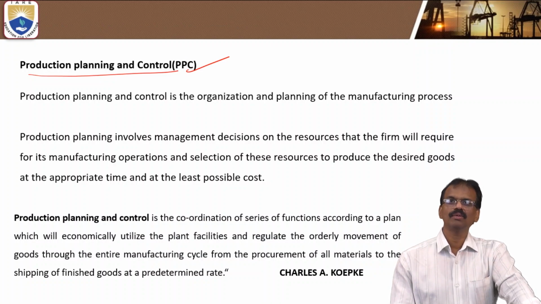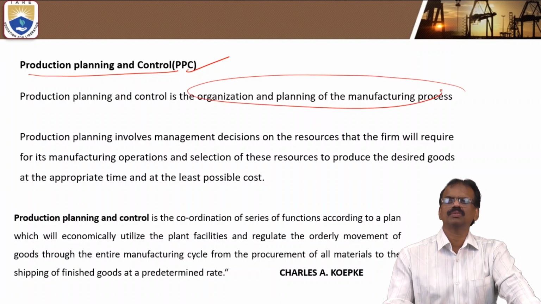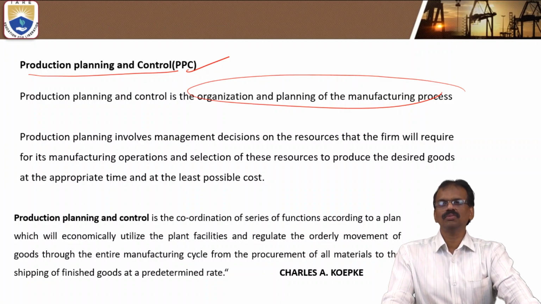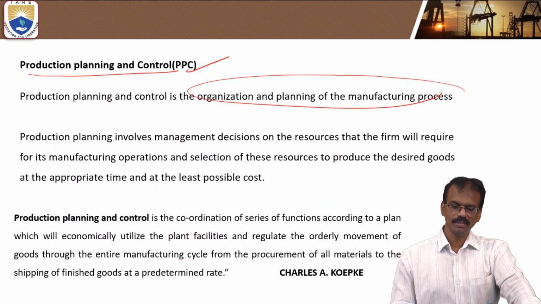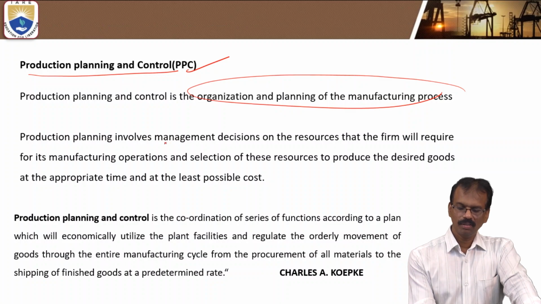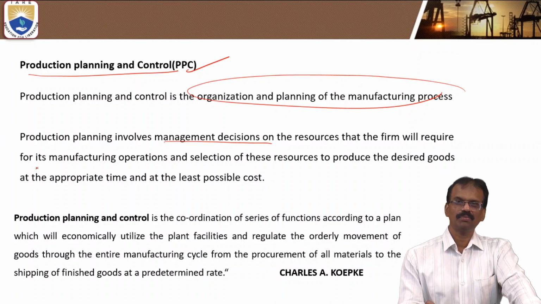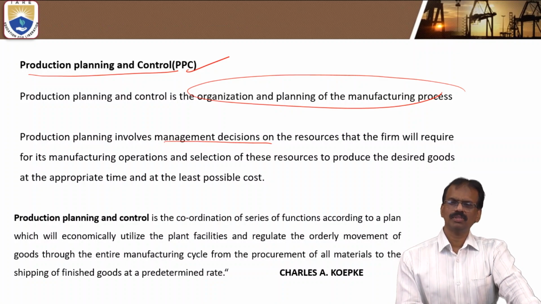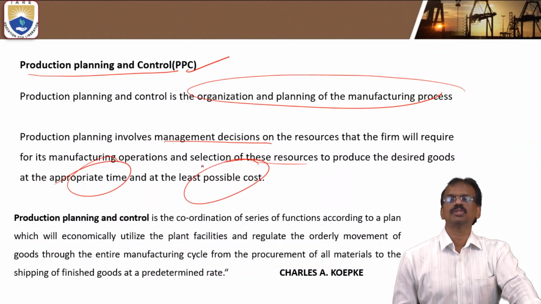So production planning and control is the organization and the planning of the manufacturing process. You can say it is the organization tool. From organization to production, it will influence the production process and the planning also. Production planning involves the management decisions and the resources that the firm will require for its manufacturing operations. Next, selection of these resources to produce the desired goods at the appropriate time at the least possible cost.